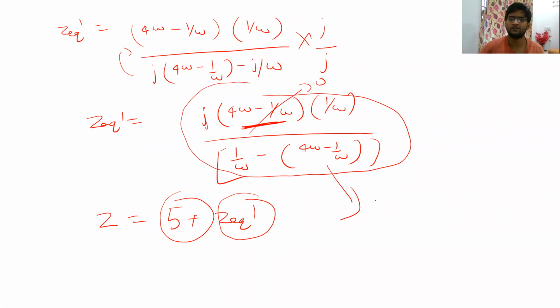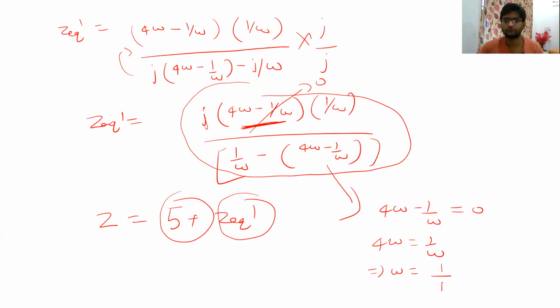So from here we see that 4 omega minus 1 by omega, if we equate it to 0, we will get 4 omega is equal to 1 by omega, which means omega squared is equal to 1 by 4, so omega is 1 by 4 under root, which is 1 by 2 radian per second. So this is how we get our answer.